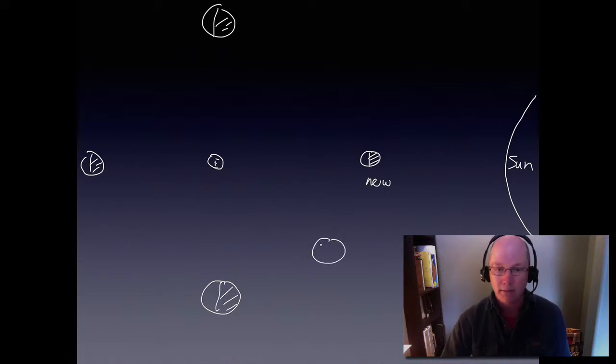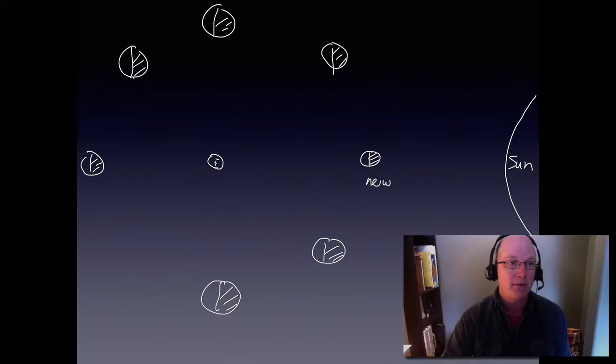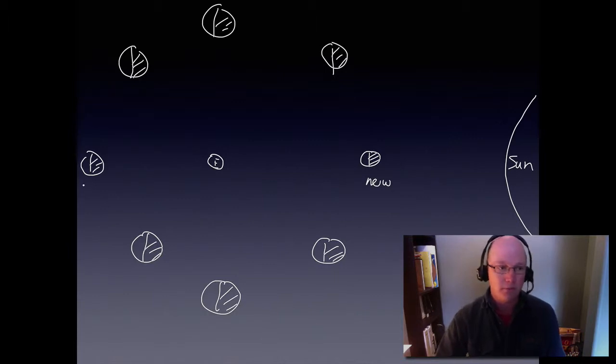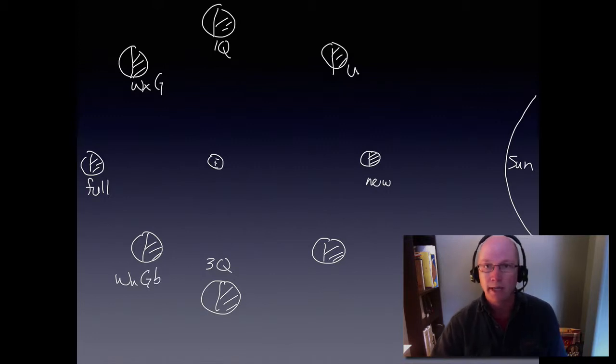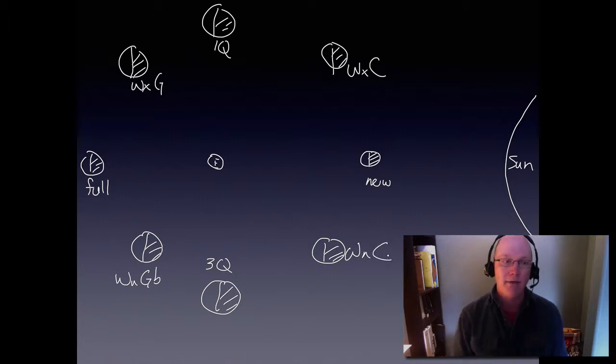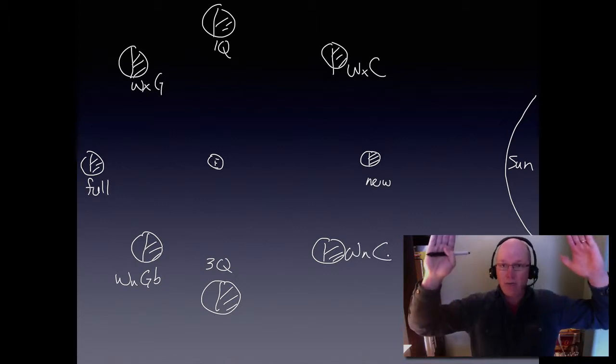My waning and waxing crescents go here and here. You notice how I always light the same side of the moon, and my waxing gibbous and my waning gibbous go here. Okay. So new, full, and I'll just abbreviate these things. This is going to be first quarter, third quarter, waxing gibbous, waning gibbous, waxing crescent, waning crescent.